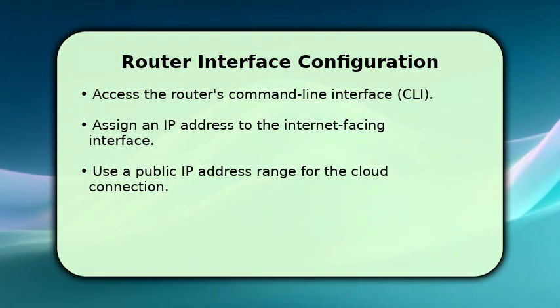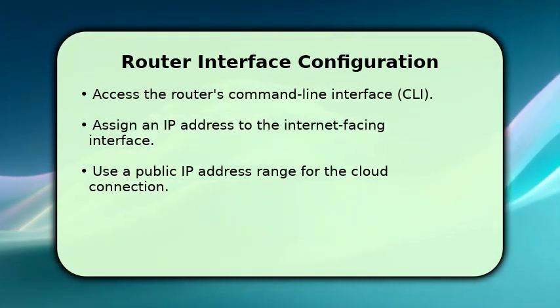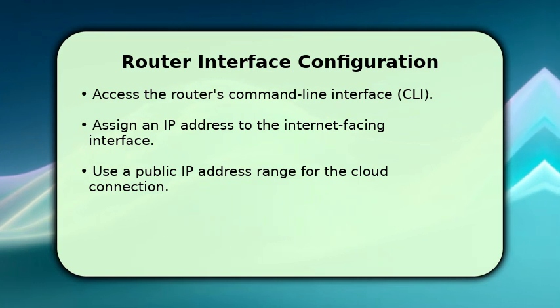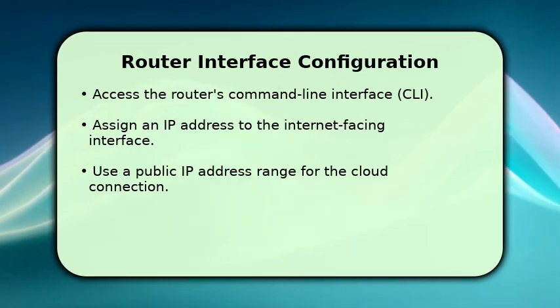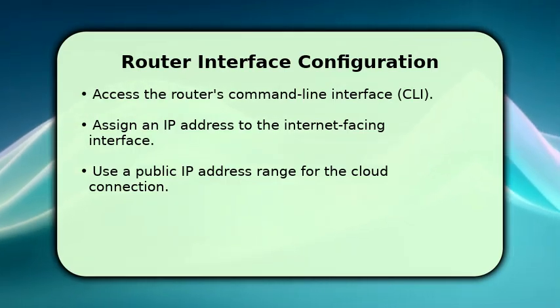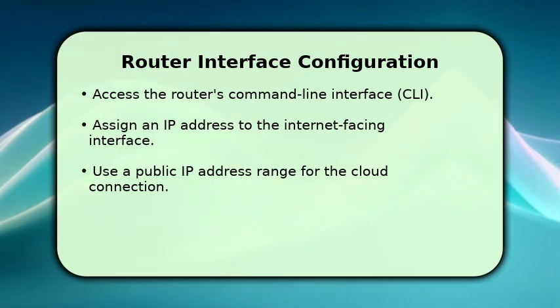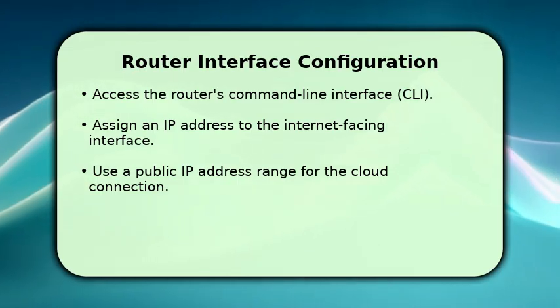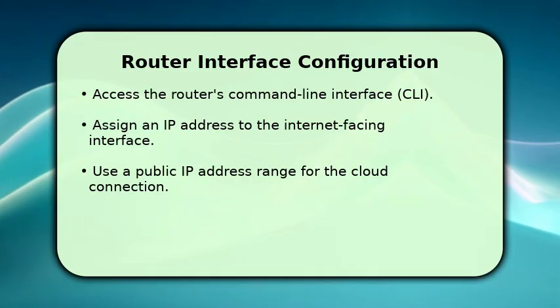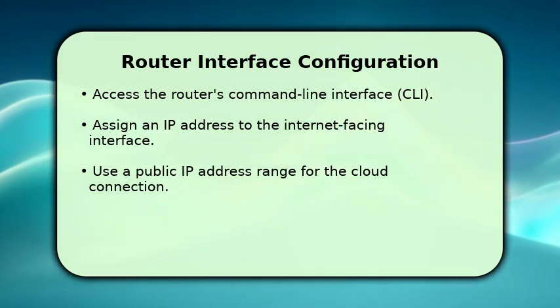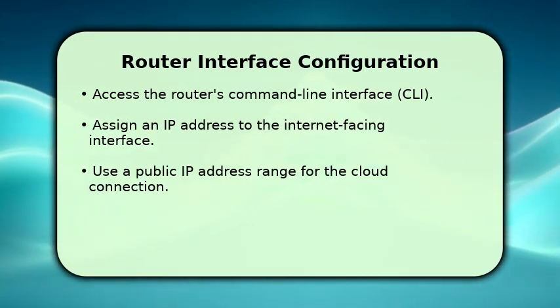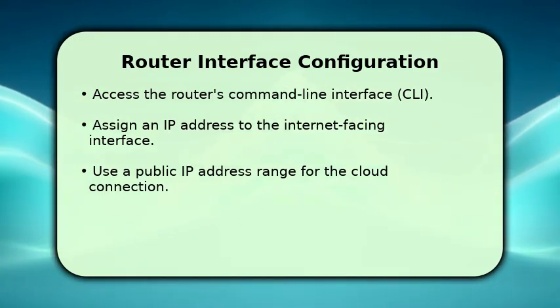Now, let's configure the router's interface connected to the cloud. Navigate to the router's CLI and enter Global Configuration Mode. Select the appropriate interface, for instance, Gigabit Ethernet 0/0. Assign an IP address, such as 203.0.113.1, with a subnet mask of 255.255.255.0. Finally, activate the interface using the no shutdown command.